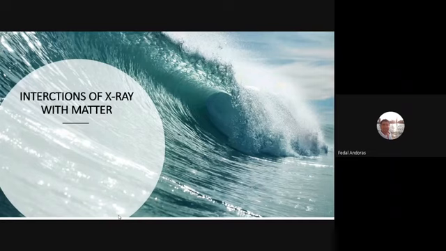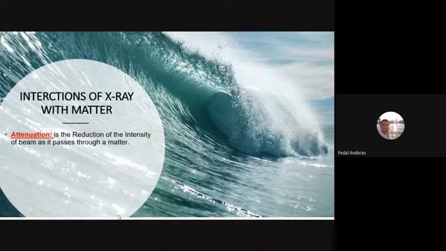Okay? Some topics or definitions are very important to be understood with the X-ray. You will hear about attenuation. So what do you mean by attenuation? Attenuation is the reduction of the intensity. Look, we talked about intensity, quality, quantity. Now it's the reduction of the intensity of beam as it passes through a matter. You have X-ray, it will hit the matter.